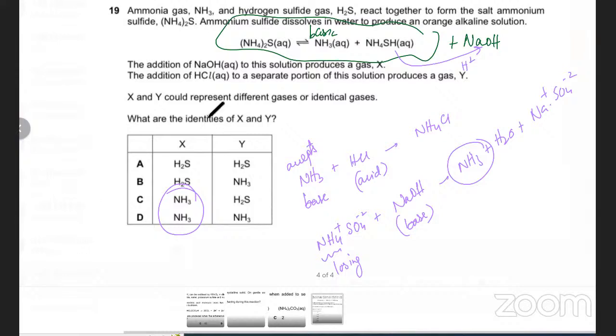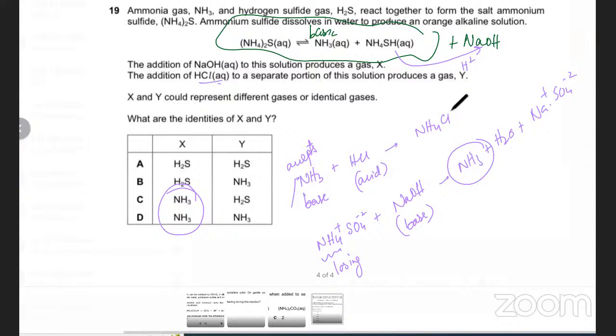What happens when you have an addition of HCl to a separate portion of this solution? It produces a gas Y. So X and Y could be different gases or identical gases. What are the identities of X and Y? So the next part: will ammonia react with HCl? Because now he's asking, it will, right? But will it produce a gas?